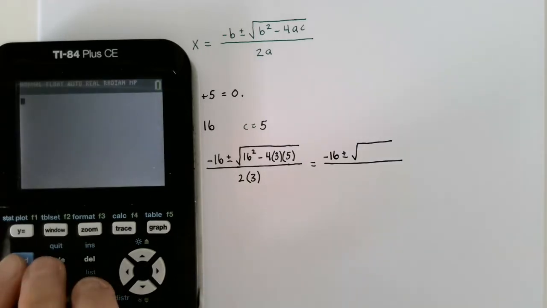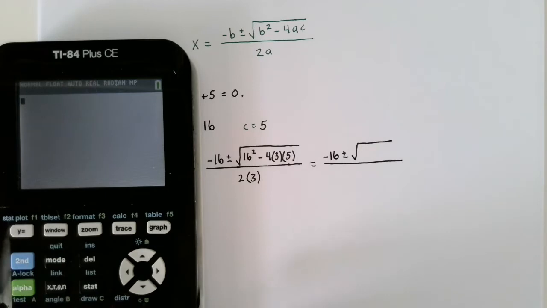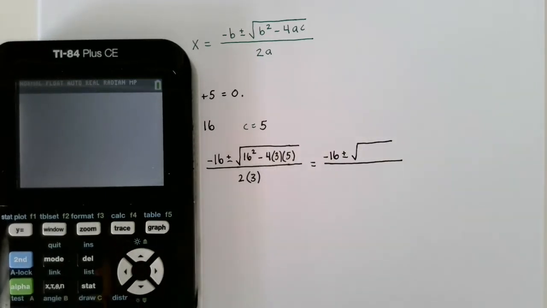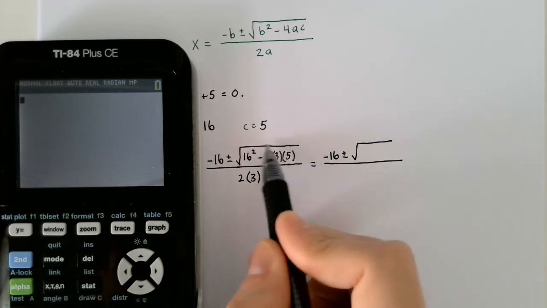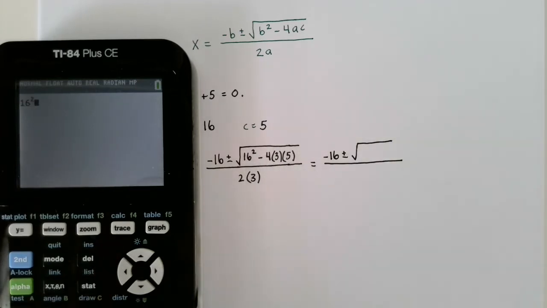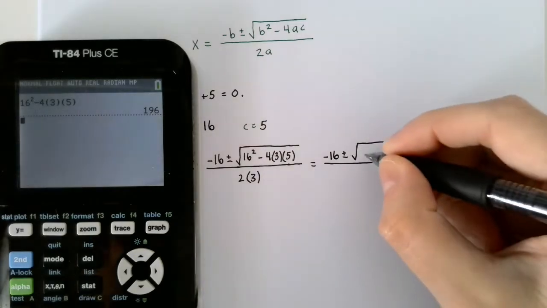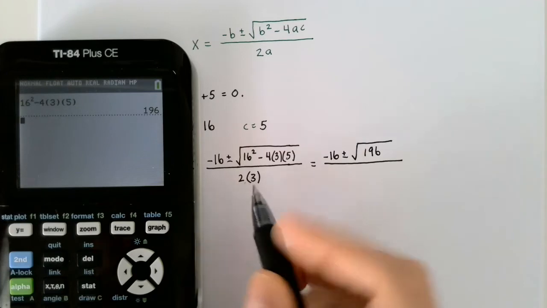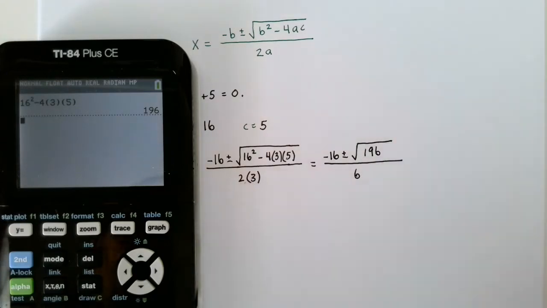And I'm going to go ahead and plug in just what's in the radical. All right, so I'm not even going to put a square root, I just want the inside value. So I'm going to do 16 squared minus, and just write it out exactly how you see it, 4 parentheses 3 parentheses 5, right? So that's the entire radicand, and I get 196. All right, and all of that goes over 2 times 3, which is 6.